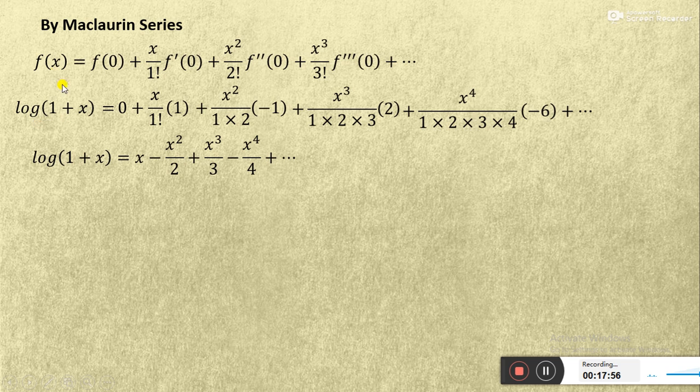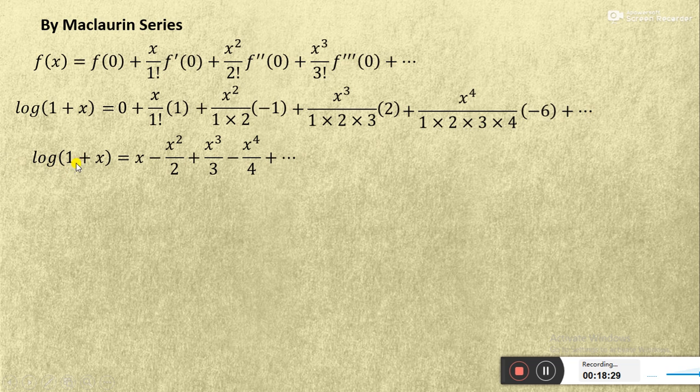So log of 1 plus x is f of x. I substitute: f of 0 is 0, x by 1 factorial, f dash of 0 value is 1, plus x square by 2 factorial, I write it 1 into 2, f double dash of 0 value is minus 1, plus x cube by 3 factorial, I write it 3 into 2 into 1, f triple dash of 0 is 2, plus x power 4 by 1 into 2 into 3 into 4, fourth dash of 0 is minus 6, plus etc.